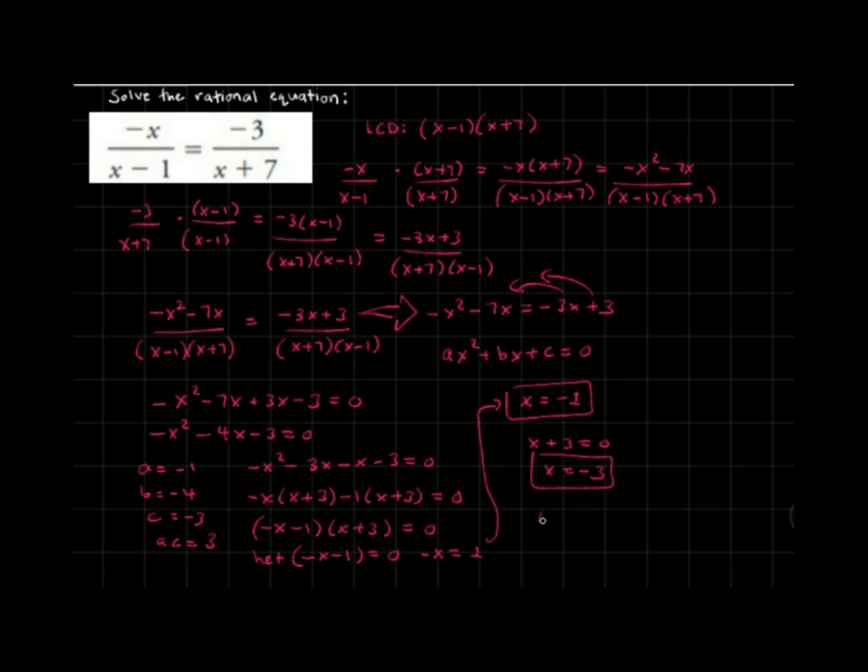And we need to also write down restrictions because we can understand that x cannot equal 1 or negative 7. Because in that sense, both of these cases would be undefined, right? So it's not just enough to write the answers, but we also need to write down the restriction. So this is how we can fully solve a rational equation.